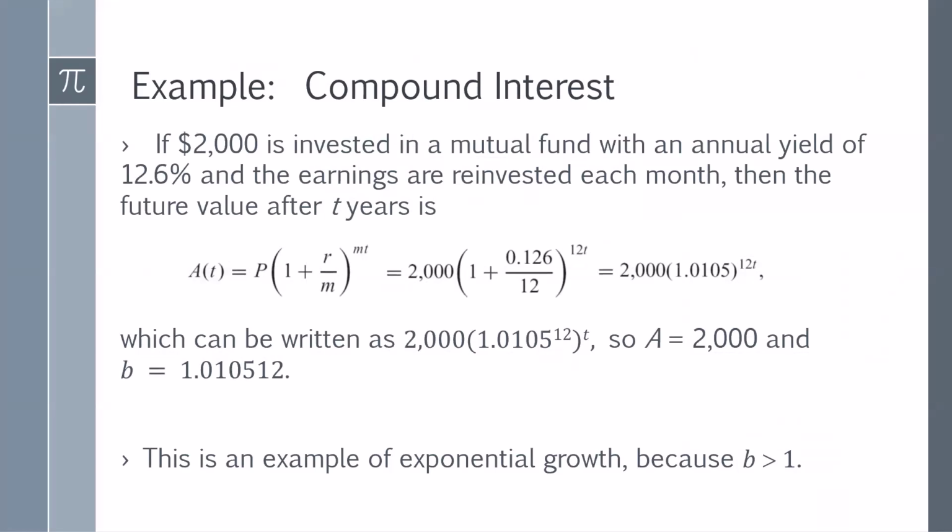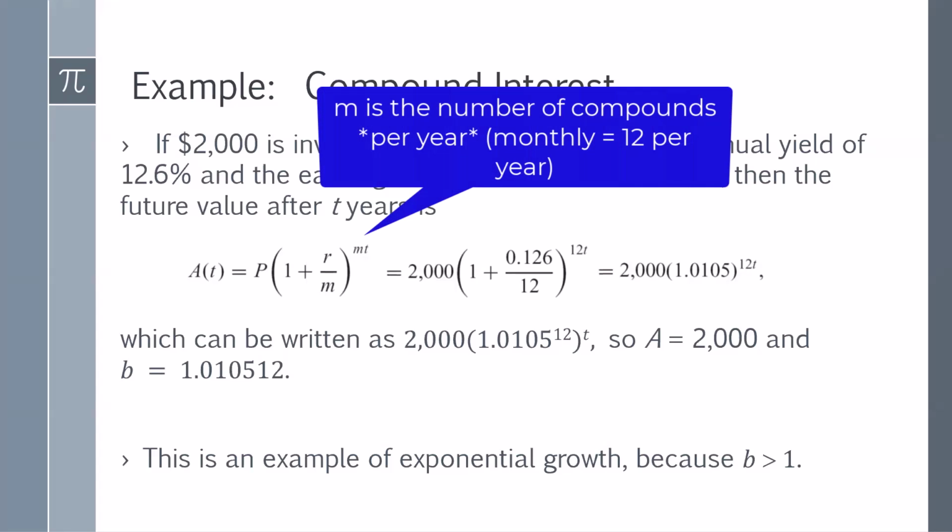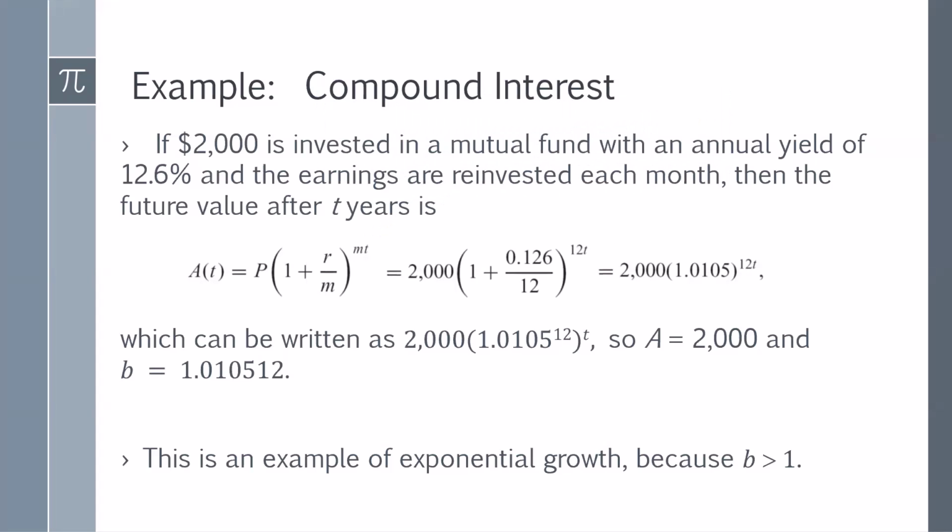Here's another example. If $2,000 is invested in a mutual fund with an annual yield of 12.6% and the earnings are reinvested each month, then the future value after t years is A of t equals P times 1 plus r over m to the power of mt, where r is the rate, m the number of compounds, and t is the number of years. So plugging in what we've got, we have 2,000 times 1 plus 0.126 over 12 to the power of 12 times the number of years.